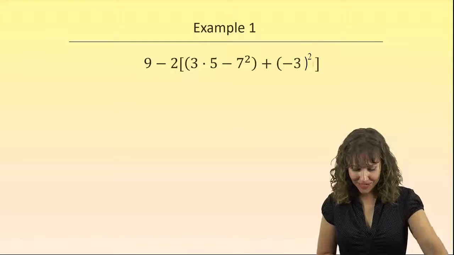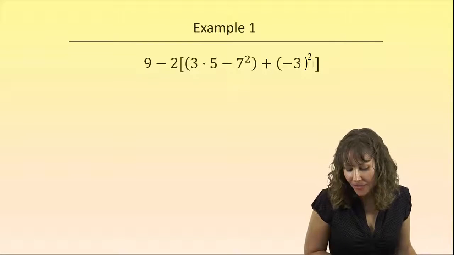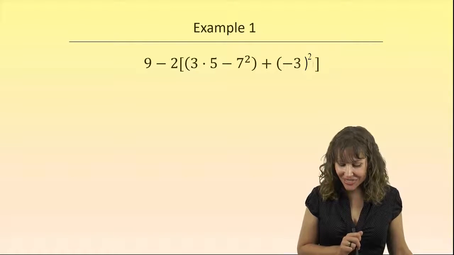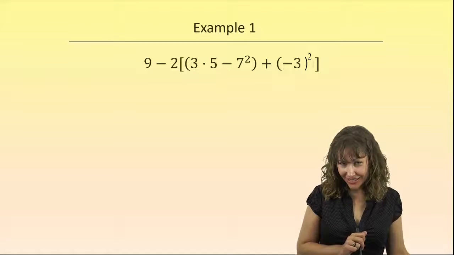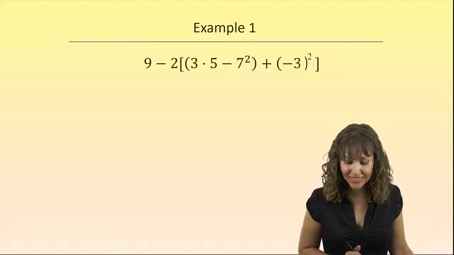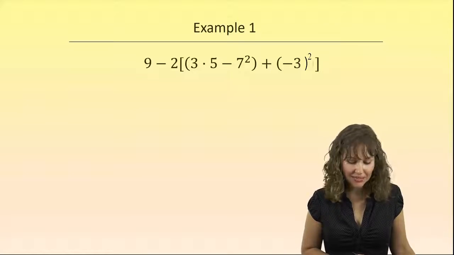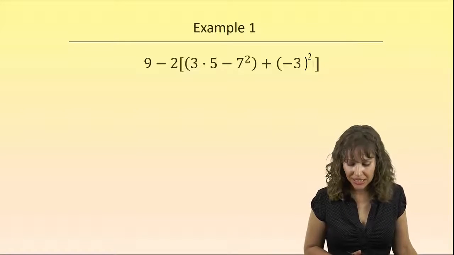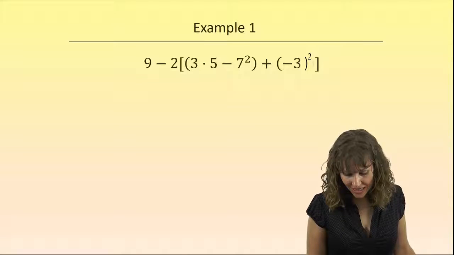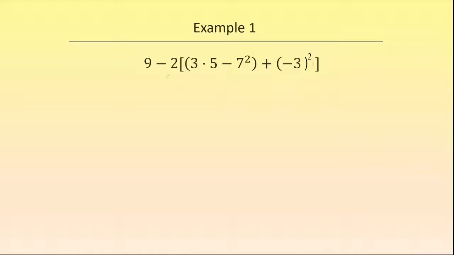Let's do an example. I tried to pick examples that people often make mistakes on. And can you see what mistake somebody might make here? It's really tempting for people to want to do that initial subtraction first and subtract the 9 times the 2. But that is not correct because we want to do subtraction last. This 2 here needs to get multiplied by everything that's inside those brackets.